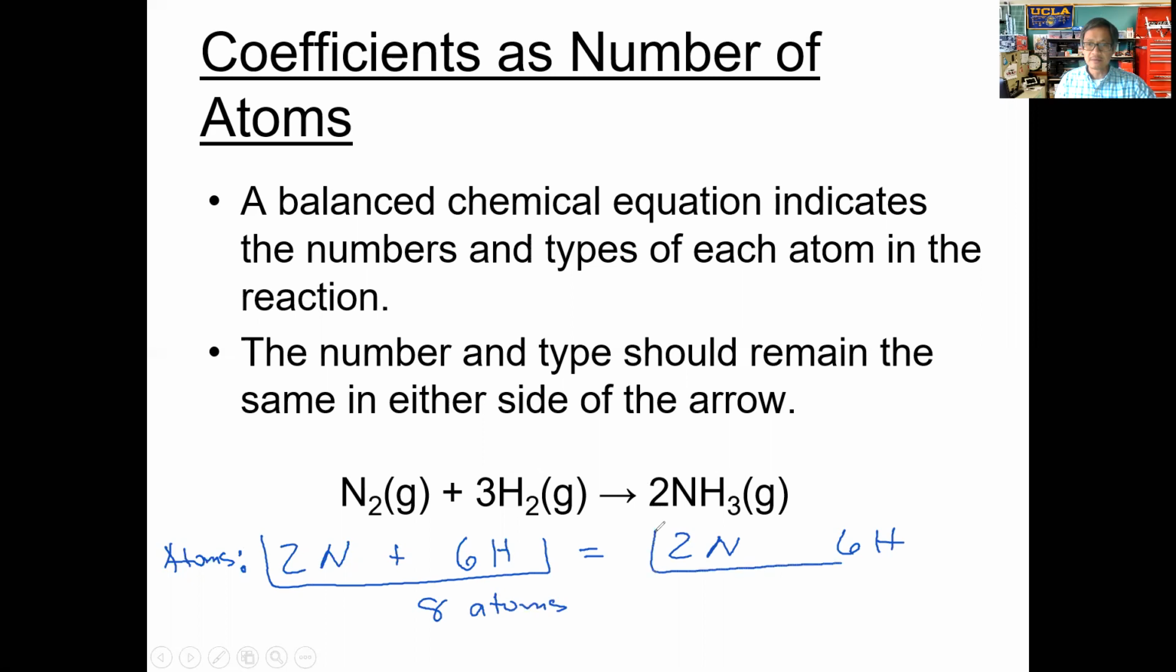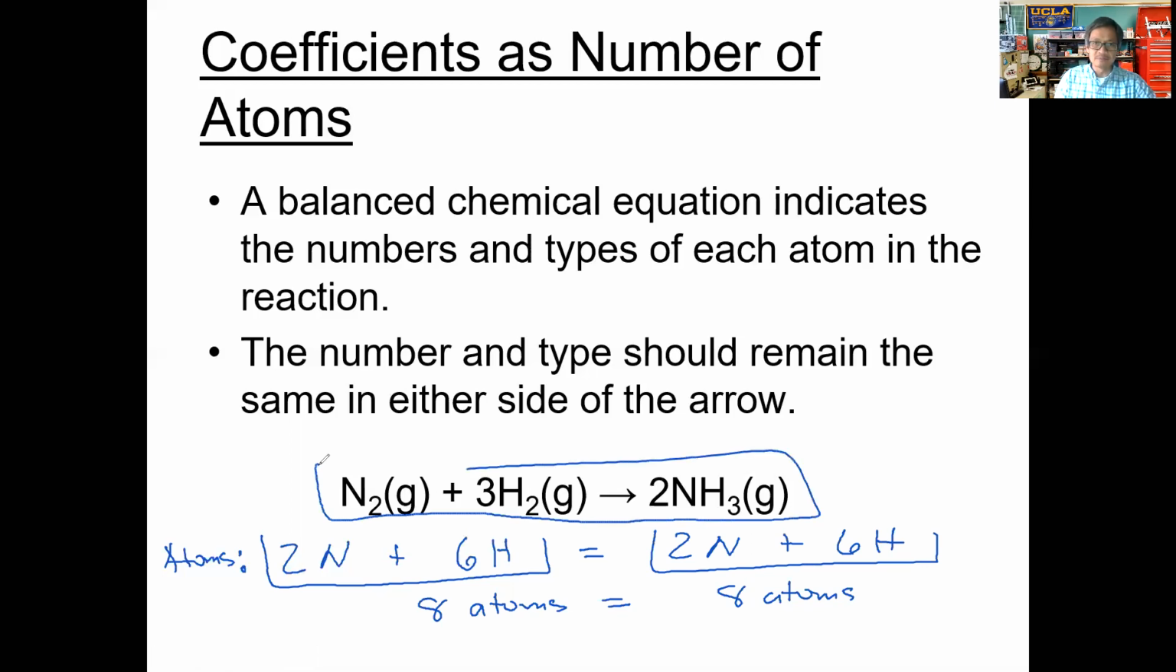and 8 atoms on the right-hand side, so that the number and type of atoms have to be exactly the same. So that's the basic level. So we can look at this balanced equation here and obtain this information about the atoms.